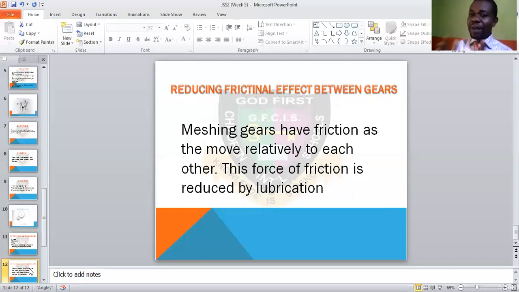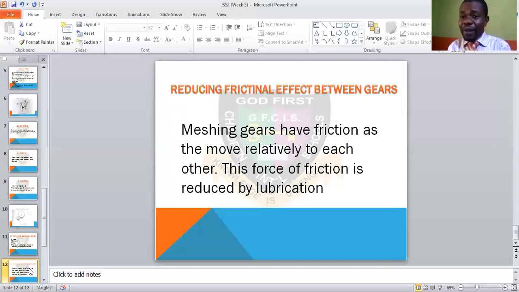Reducing frictional effect between gears. That is what I've just talked about briefly. When gears mesh, because they move relatively to each other, they rub against each other, like they are rolling and touching each other. The force of friction is reduced by the use of lubricant or lubricating. That is the use of that gear oil that we're talking about. You lubricate with grease or gear oil, and the force of friction will be reduced.